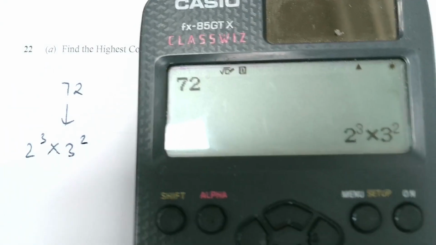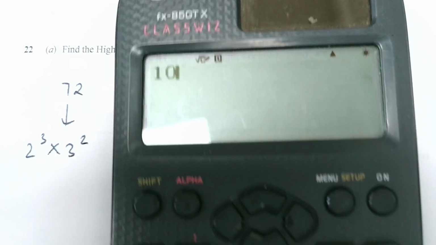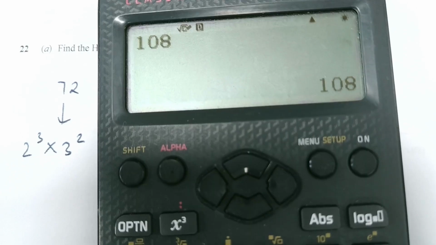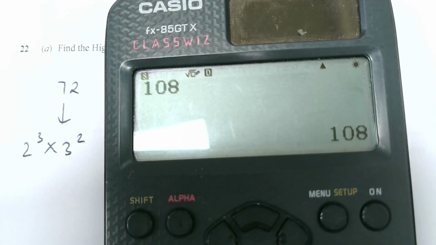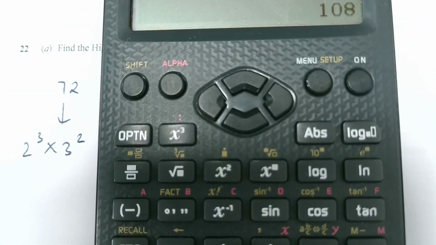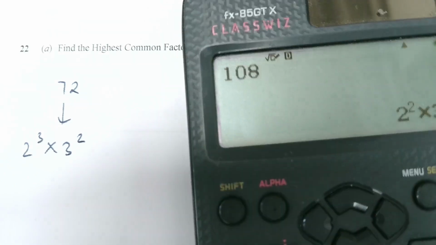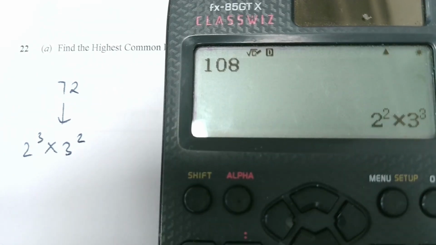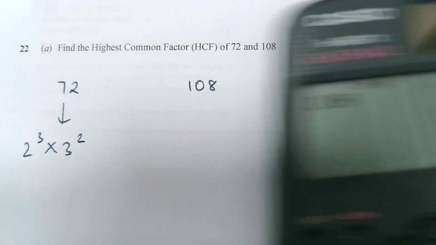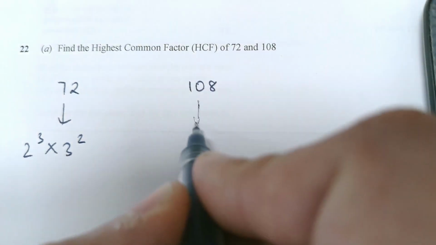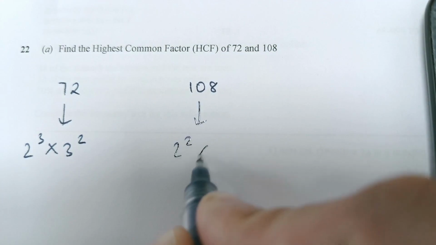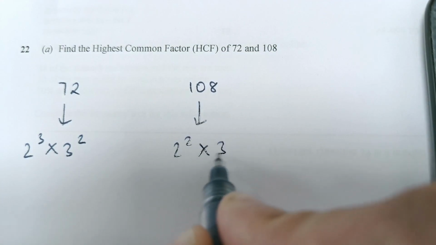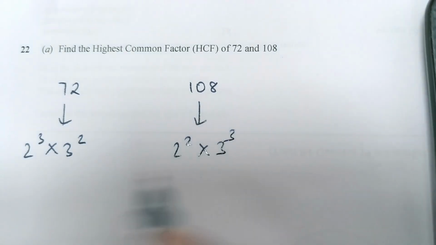Now I'm going to do the same for 108. So I write 108, press equals to, then I'll press shift, then I'll press the fact button again, and that gives me the numbers for 2 squared and 3 cubed. So that's 2 squared times 3 cubed. I got this from the calculator.